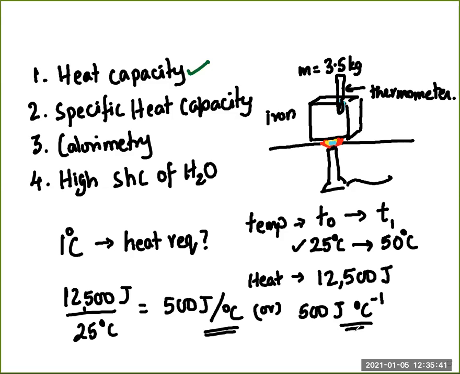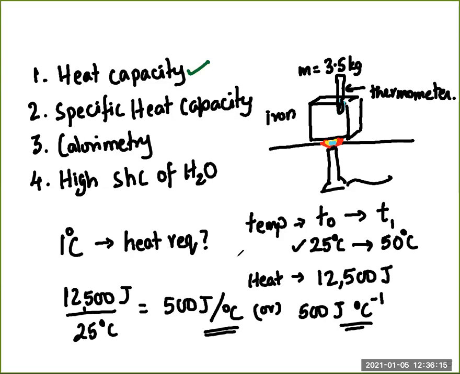Okay, in terms of factualness, I made a small error over here, but anyway, don't worry about that. So let us say that the entire body, that is a 3.5 kilogram iron block, required 500 joules of energy to raise its temperature by 1 degree Celsius.